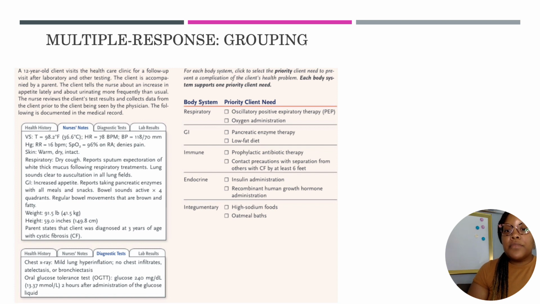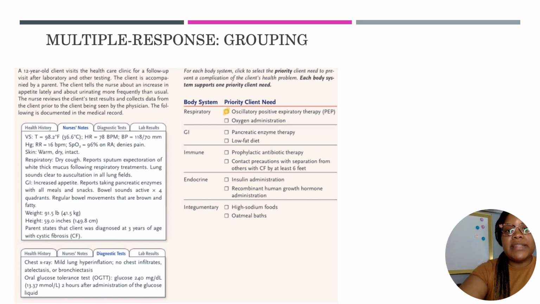So what is oscillatory positive expiratory therapy? That is a little machine we can give the patient to blow into and breathe in so that they're able to mobilize those secretions. We want to mobilize those secretions so that the patient can be free of mucus. So you see how important it is not only to know what cystic fibrosis is, but also to know what oscillatory positive expiratory therapy is. If we didn't know what that was, we still would have been able to answer this question by process of elimination, knowing that this patient did not need any oxygen because they're 96 on room air.